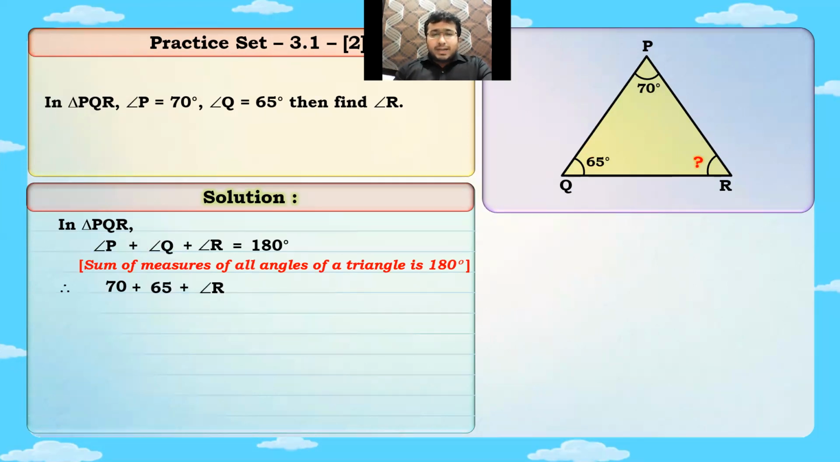Angle R will be written as it is, equal to 180. 70 plus 65 will give me 135, plus measure angle R is equal to 180. Students, I am interested to find R, so I'll keep R on one side. Everything else will shift to the other side. So angle R will remain as it is, plus 135. Plus 135 goes on the right-hand side and becomes minus 135.